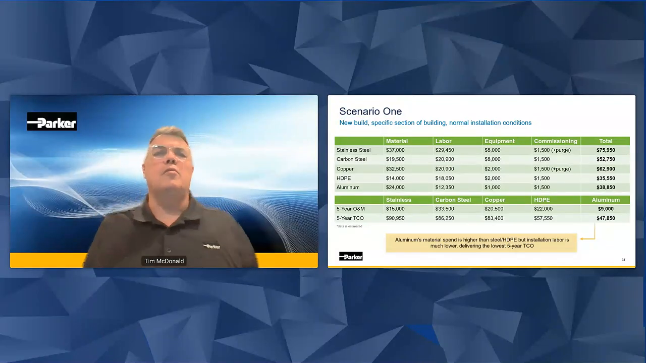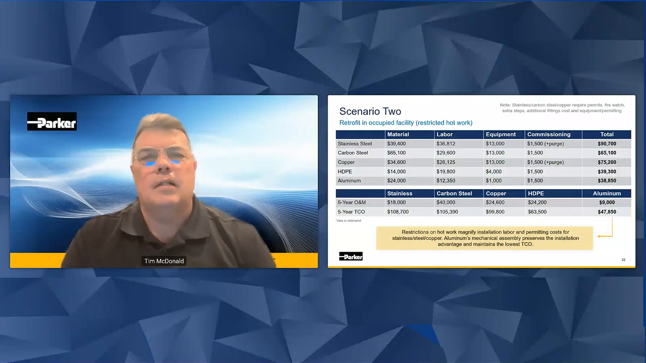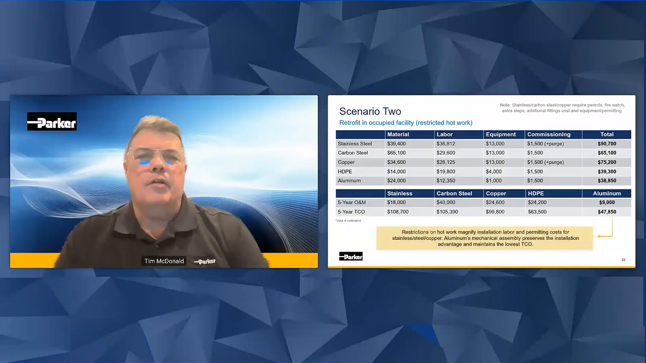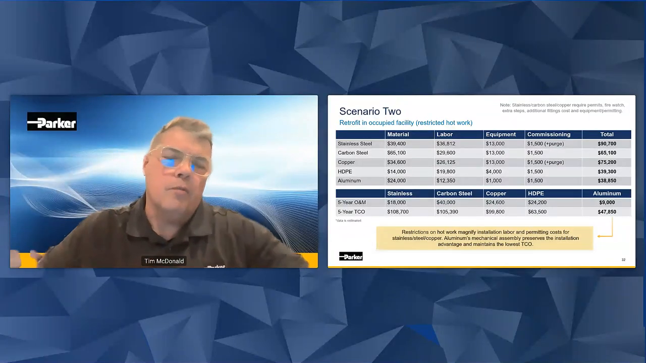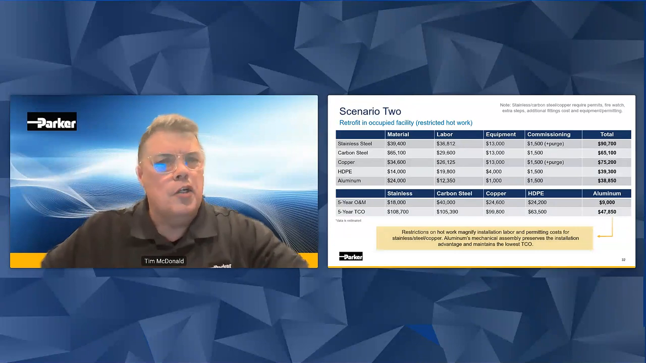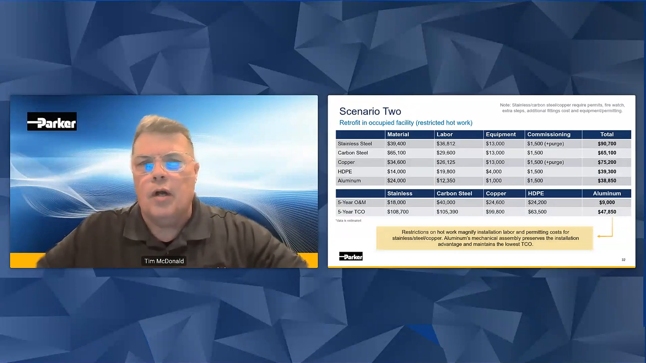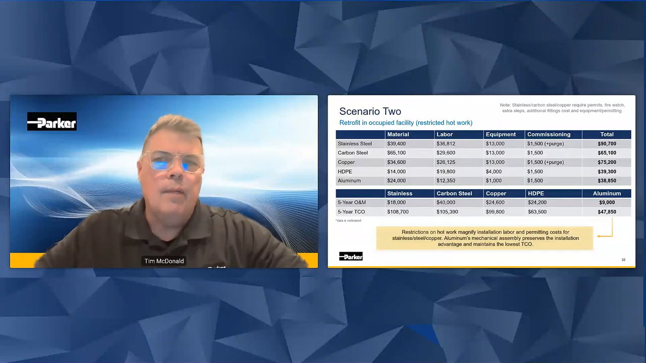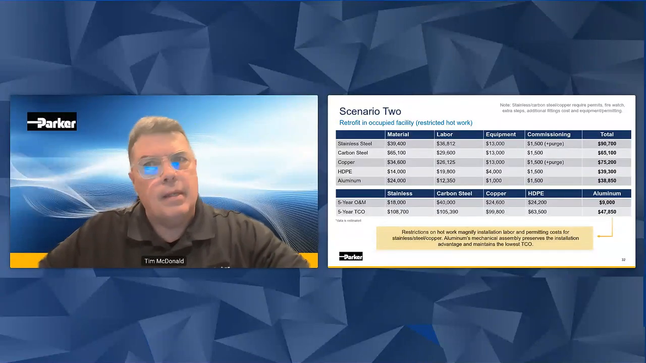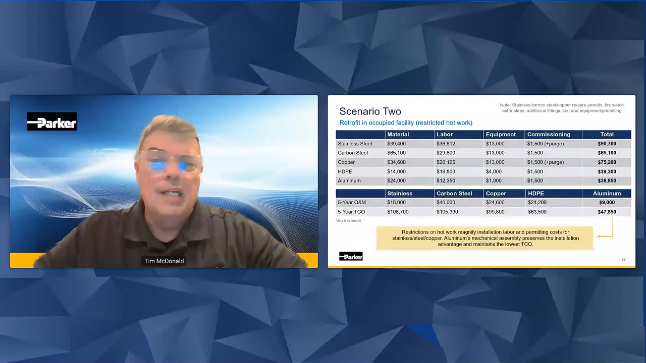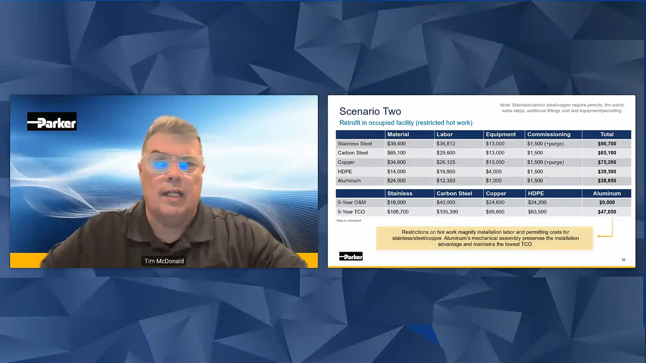So scenario 2 would be retrofitting an occupied facility, okay? Again, you can see your material costs. Now, when you're retrofitting an existing facility, your labor costs and your equipment costs may be a little bit higher because you've got to work around existing equipment, or maybe you've got production that's already going on. So it's not as clean to get in and out. Your contractors are not going to be able to move as quickly in a facility like that.